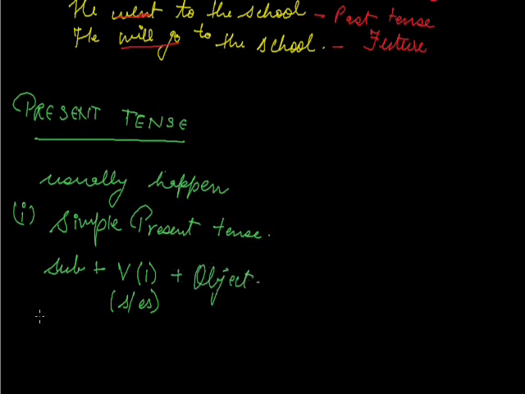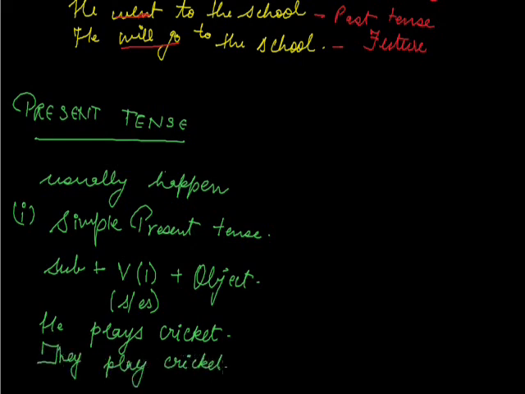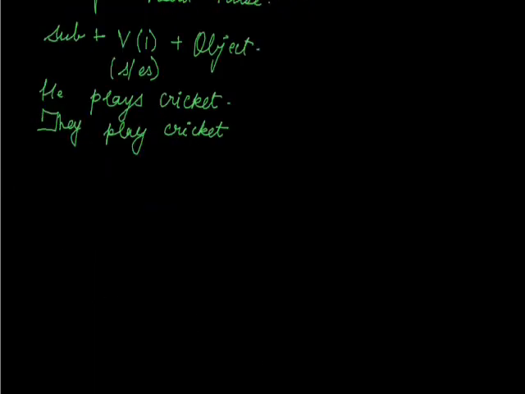For example, if I say he plays cricket, it's a simple example. So here, he plays cricket: subject, first form of verb. Here third person singular is there, so we will put S or ES with the verb. Whenever there is third person singular, we always put S or ES with the verb. For example, if I take another example, they play cricket. It is plural, so no S or ES with the verb.